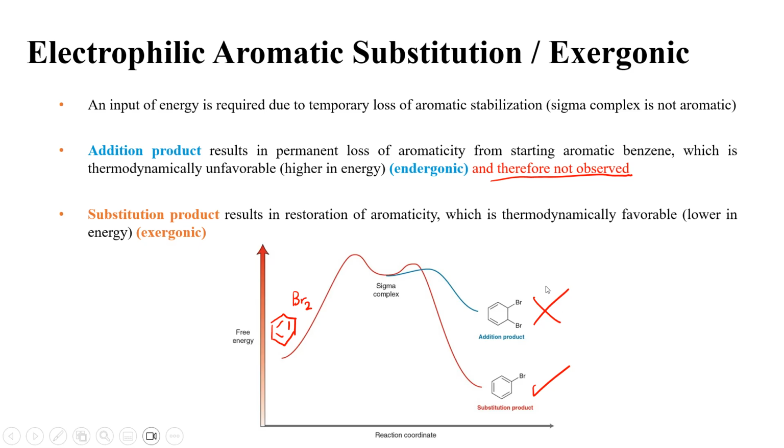This is why we don't observe an addition product, okay? But we do need to enhance the electrophilicity of your Br2 by throwing in a Lewis acid catalyst, which in this case is going to be FeBr3. Okay?